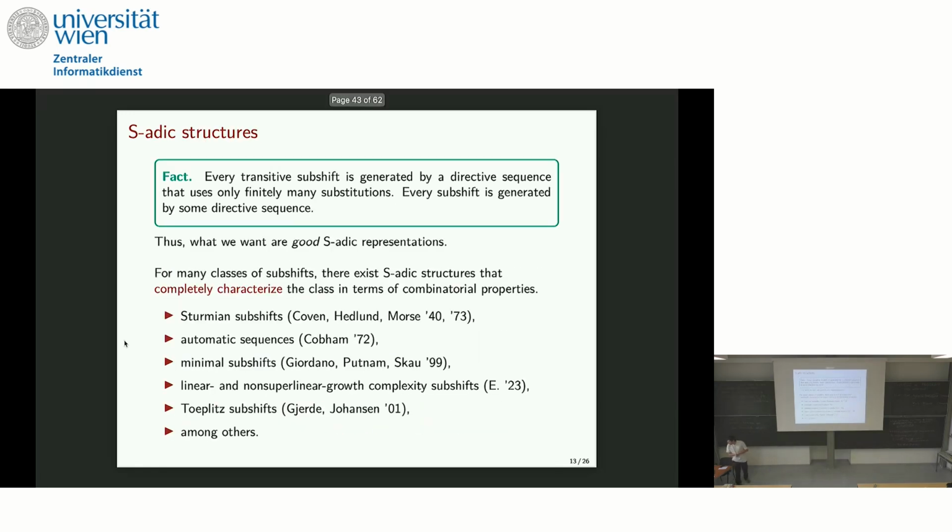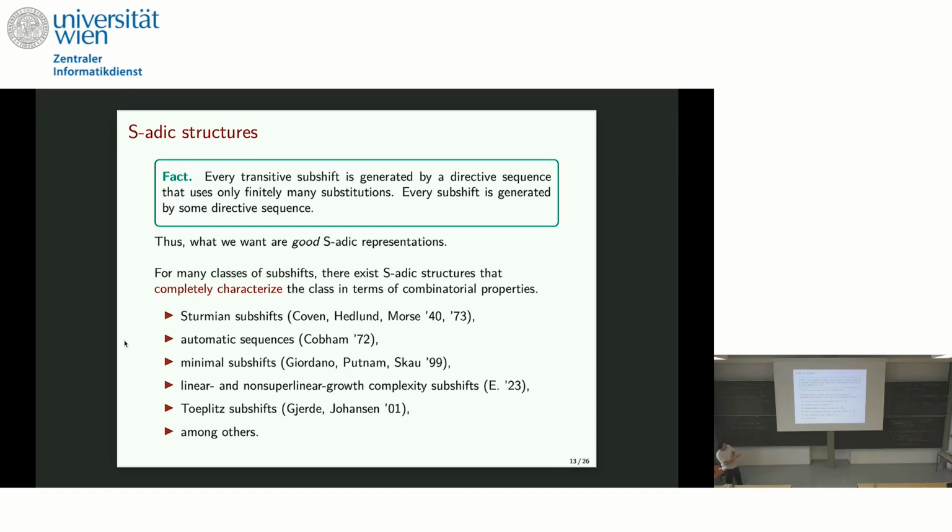Okay. Now, what's the deal about a substitutive structure? Why should we try to find such a structure for dendric subshifts? So I'm going to explain this. I'm going to start with a fact. The fact says that every transitive subshift is generated by a directive sequence that uses only finitely many different substitutions.